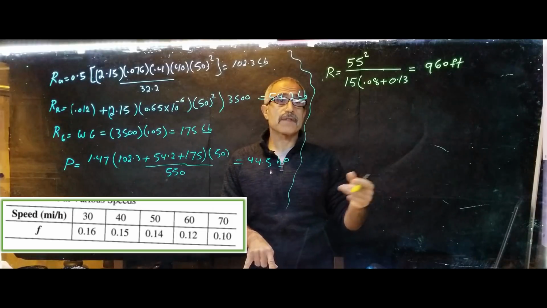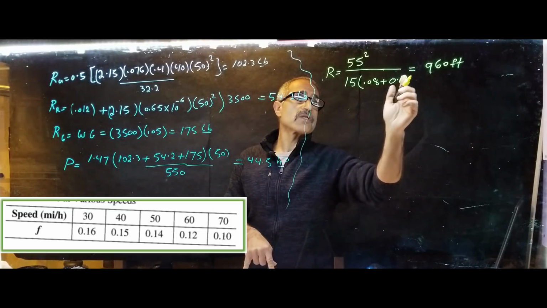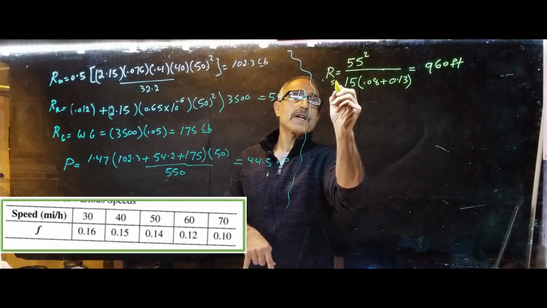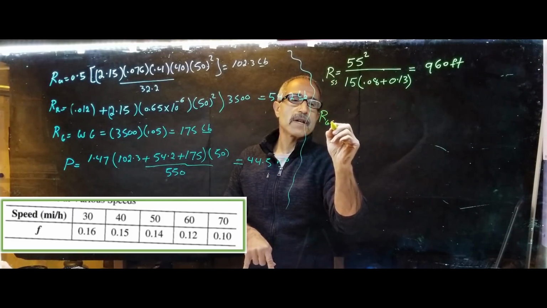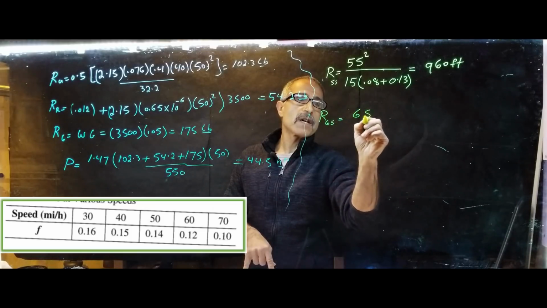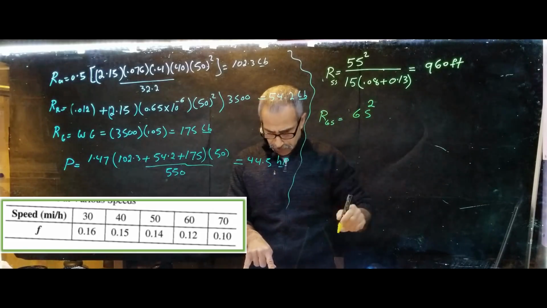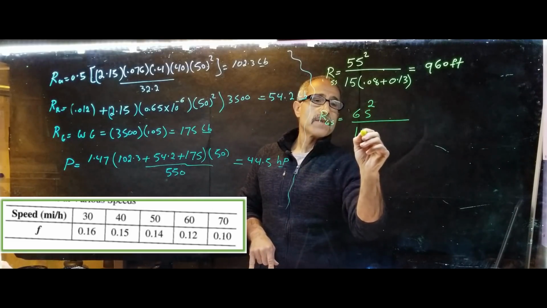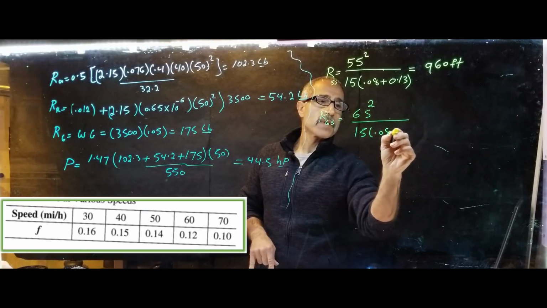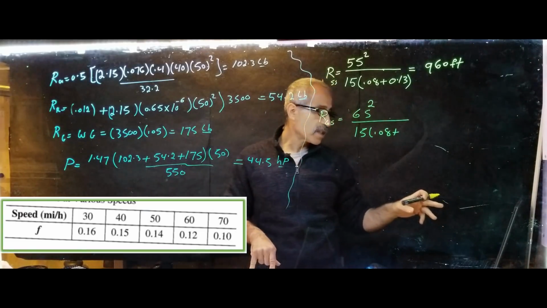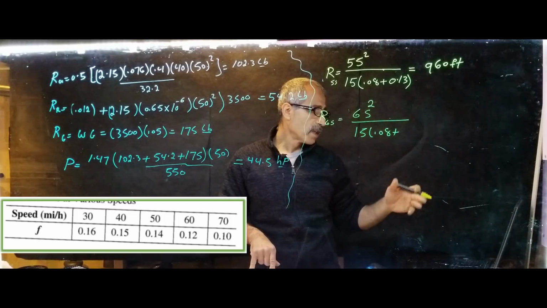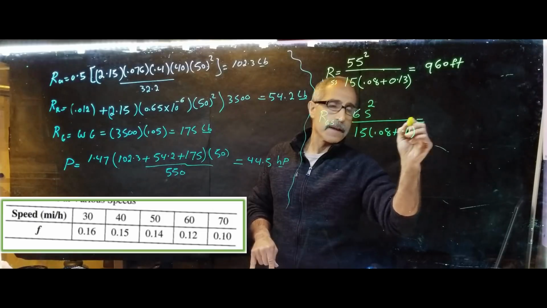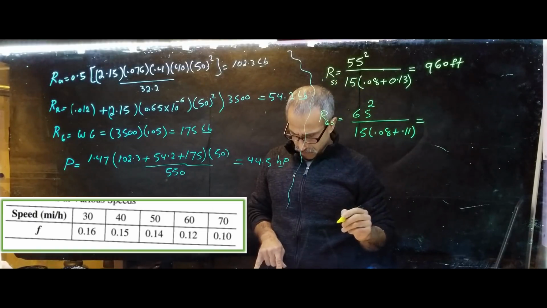Let's do it for 65. Same formula, same thing. The only thing that's going to change is this F constant right here. So that's R55. Let's do R65, which is 65 squared divided by 15 times (0.08 plus F). Looking at the chart, 60 is 0.12 and 70 is 0.10, so 65 is 0.11. I end up with 1482.